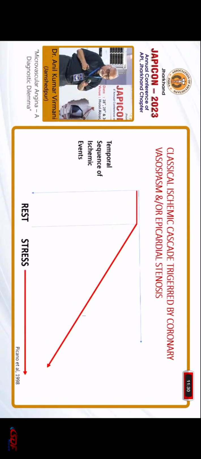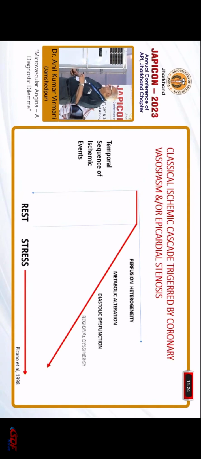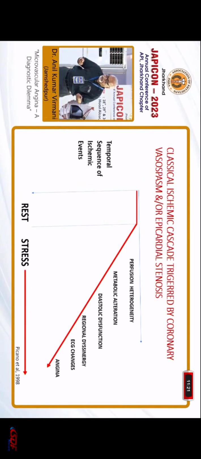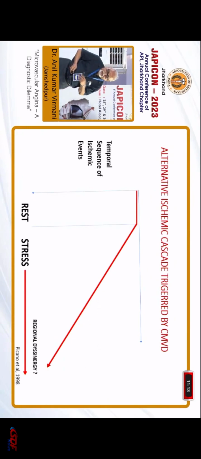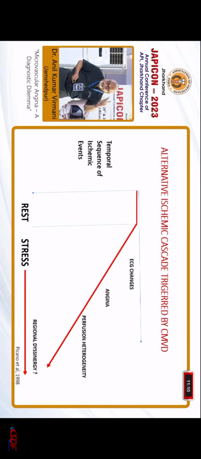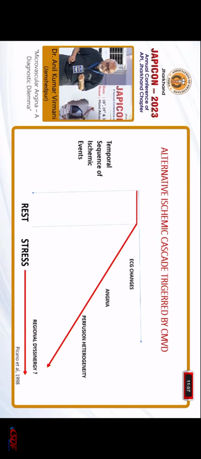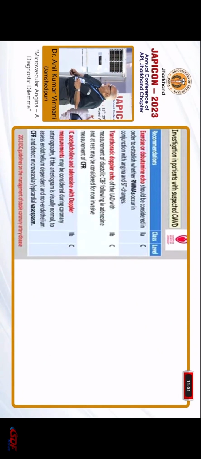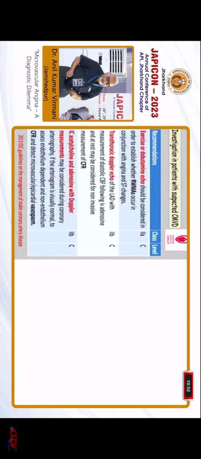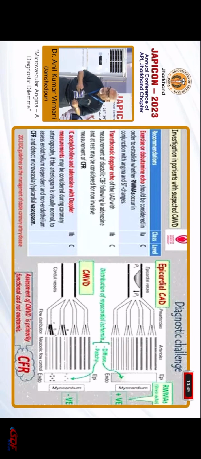Now, if you look at the difference in how the patient presents, if there is vasospastic angina, there is first of all perfusion heterogeneity, then metabolic alteration, then diastolic dysfunction, regional dysfunction, ECG changes, and the patient comes to you with angina. On the other hand, if the patient has microvascular angina, there are initial ECG changes, angina, and then it leads to perfusion heterogeneity. So what are the investigations? We have the exercise or dobutamine echo, the transthoracic Doppler echo, and the acetylcholine and adenosine tests to find out the vasospasm and hyperemia.